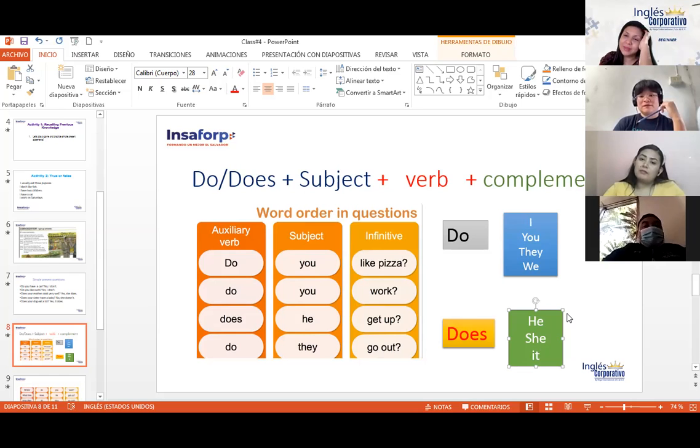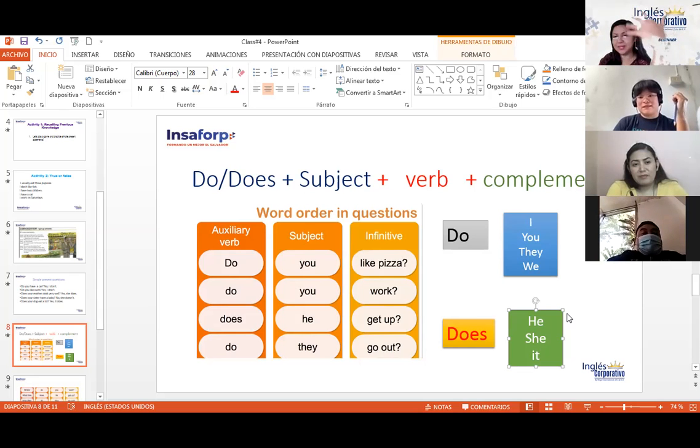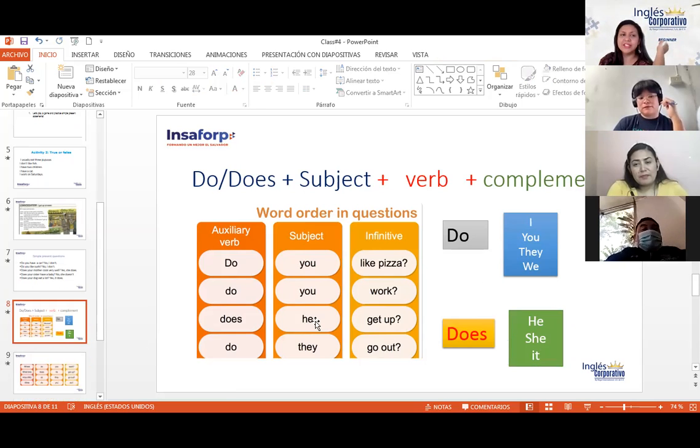Does Noemi take a taxi to work? Yes, take a taxi. Okay, but si hago la pregunta en tercera persona, les pregunto a los demás. Does Noemi take a taxi to work? Yes, she does. She does take a taxi. Exactly. Entonces. Yes, she does. Solo eso sería, ¿verdad?